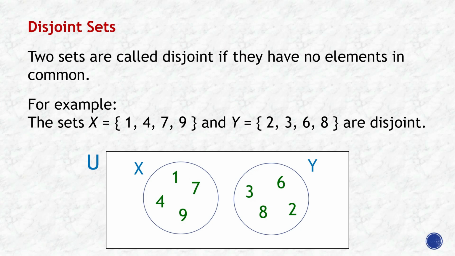In the previous example, we call that a disjoint set. Two sets are called disjoint if they have no elements in common, just like the previous example. Here we have two sets, X and Y. For set X, we have 1, 4, 7, and 9. And for Y, we have 2, 3, 6, and 8. There's no common element among the two sets. We call the sets disjoint.